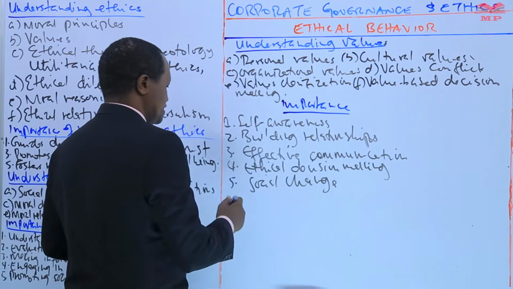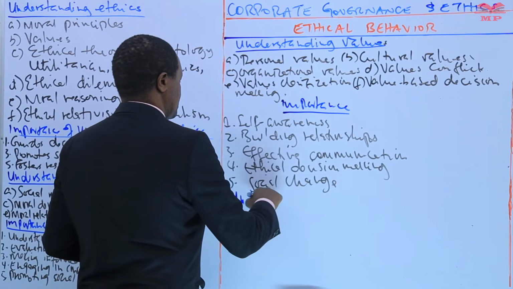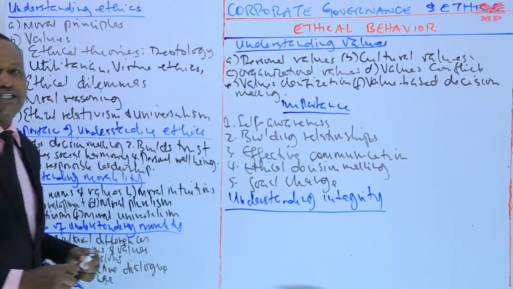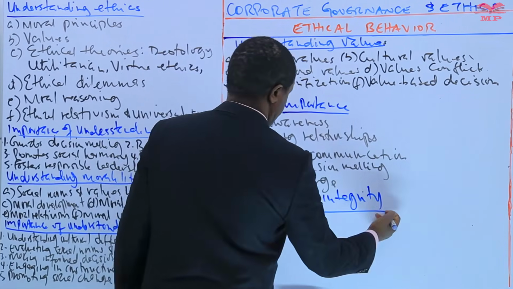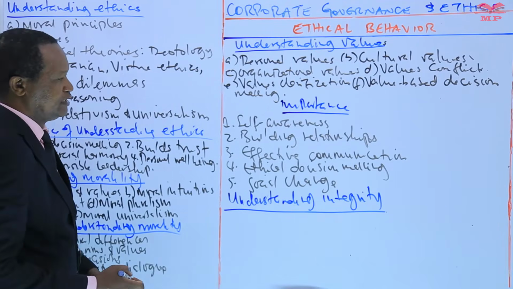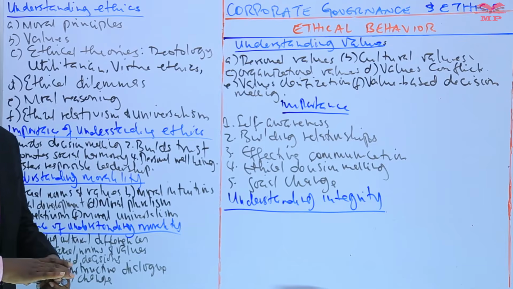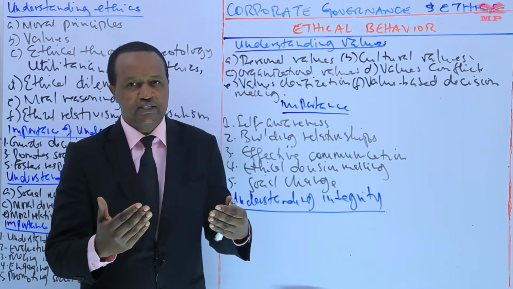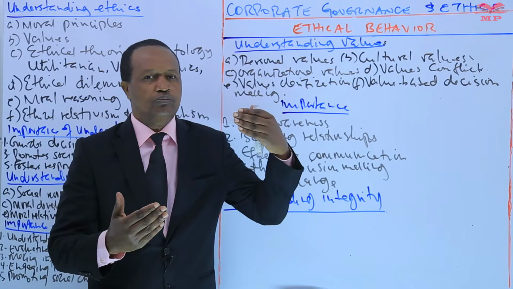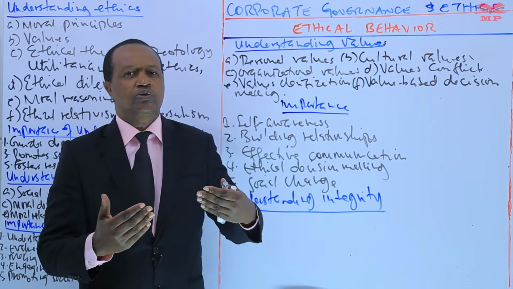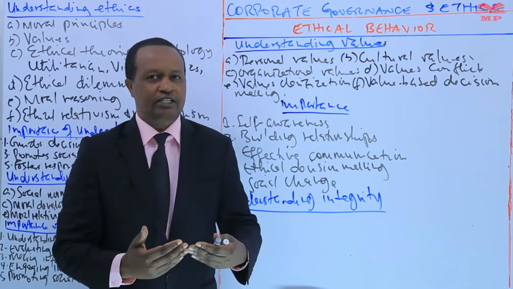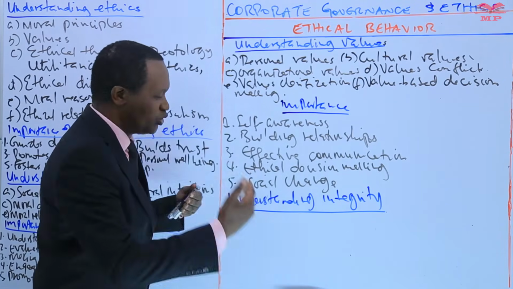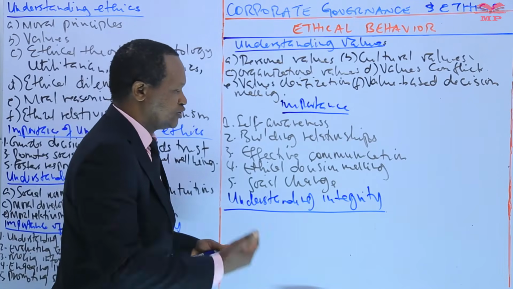Then lastly, we are going to study understanding integrity. First of all, integrity is a core principle of ethical behavior, and it refers to the quality of being honest, having strong moral principles, and also adhering to those principles consistently. A person with integrity acts in accordance with their values and beliefs, even when no one is watching, regardless of the consequences.